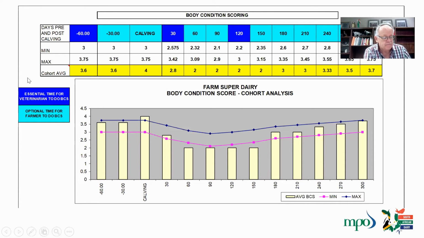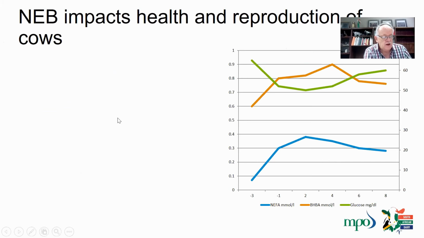Let's go to the next slide. Negative energy balance impacts health and reproduction in cows. I think this is an important graph again on the right-hand side there. On this graph on the right-hand side are NEFA, beta-hydroxybutyrate, and then glucose levels.